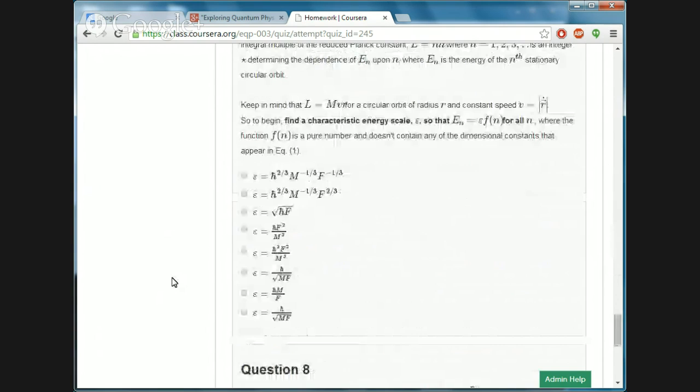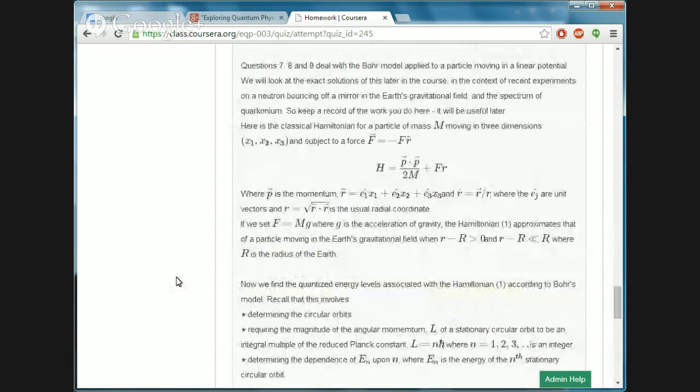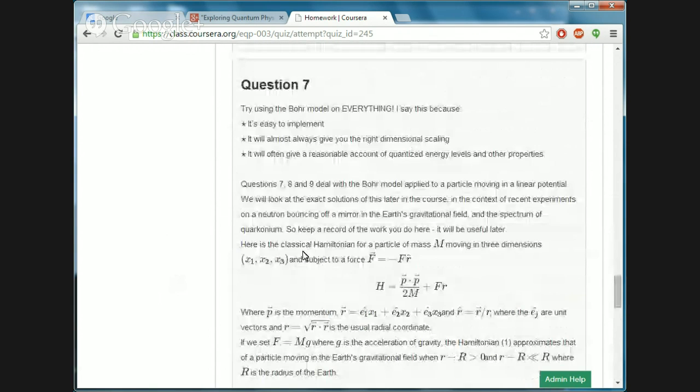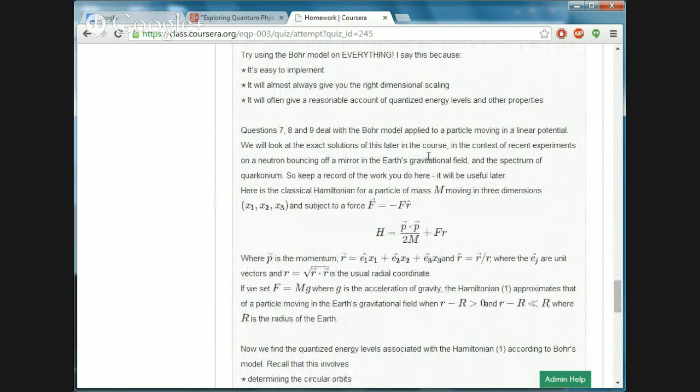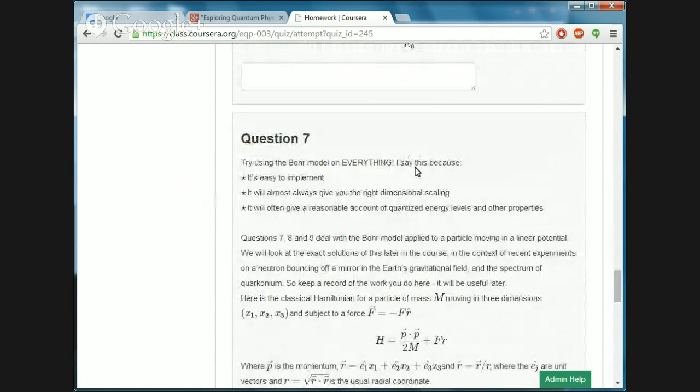But I was going to say something else. Oh, yeah, the Bohr model. The Bohr model is, like I tell them, use it for everything because it's so easy. It doesn't take any time, and you usually get sensible answers. So this is the Bohr model for a bouncing ball in the Earth's gravitational field, a problem we later look at from the standpoint of quantum mechanics with reference to recent experiments in neutron interferometry. But I say, look, let's just do the Bohr model.